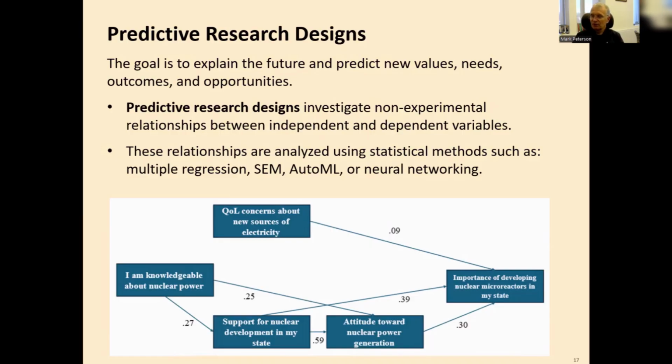There's also another construct, quality of life concerns about new sources of electricity. This was really inconsequential. So really it's having knowledge about nuclear power that is upstream and influences the downstream constructs. So the implication here is for people that want to develop a nuclear microreactor industry, they need to make the public more knowledgeable about nuclear power.